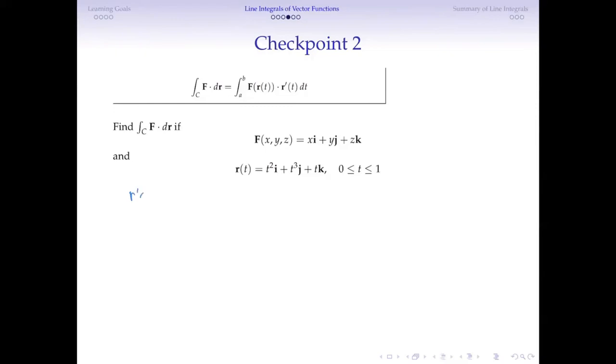The first step in setting up this problem is to find the tangent vector r prime of t. That's 2t i plus 3t squared j plus k. Then I need to evaluate the vector field along the curve. Let's see, f of the x component is x, which is t squared. The y component is y, which is t cubed. And the z component, or the k component, excuse me, is z, which is just t.